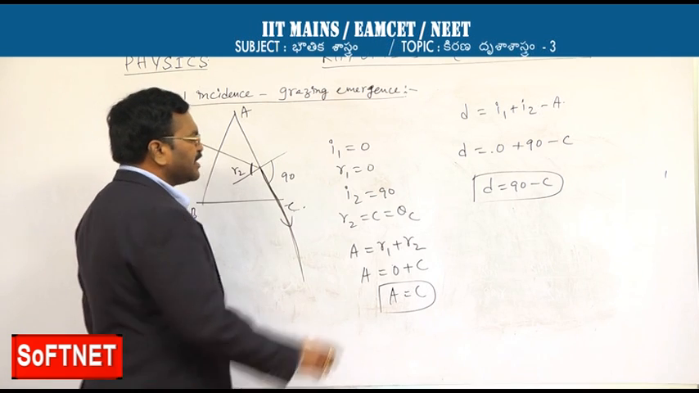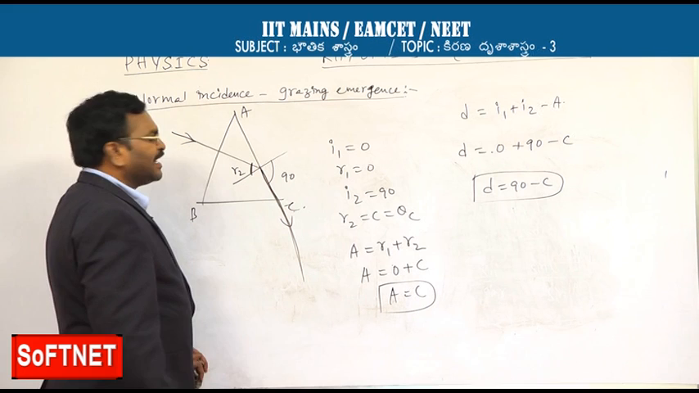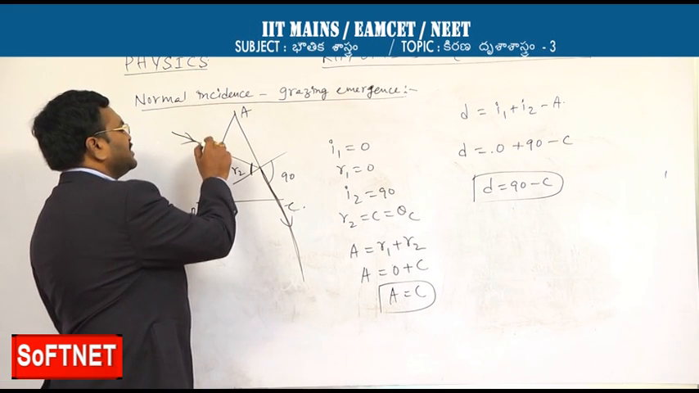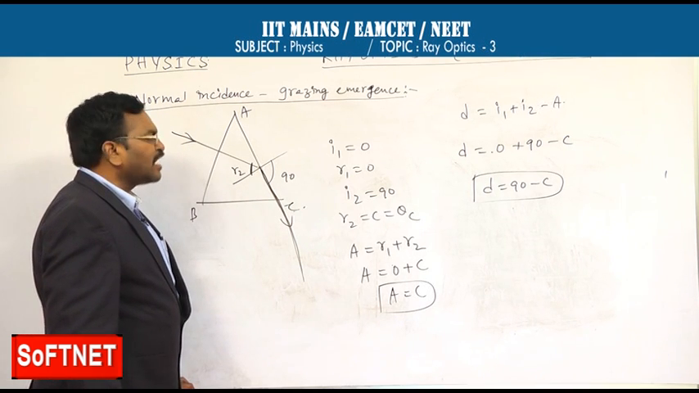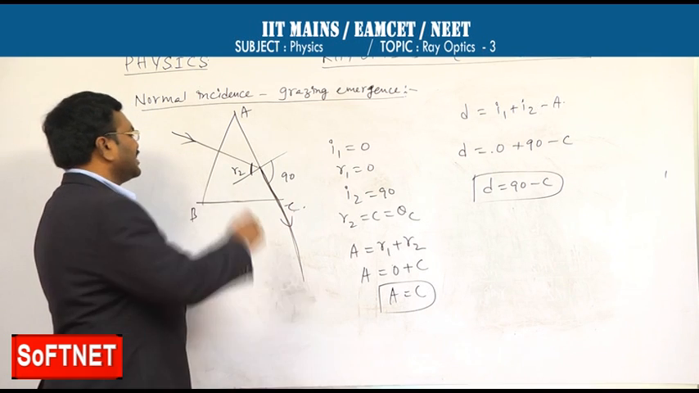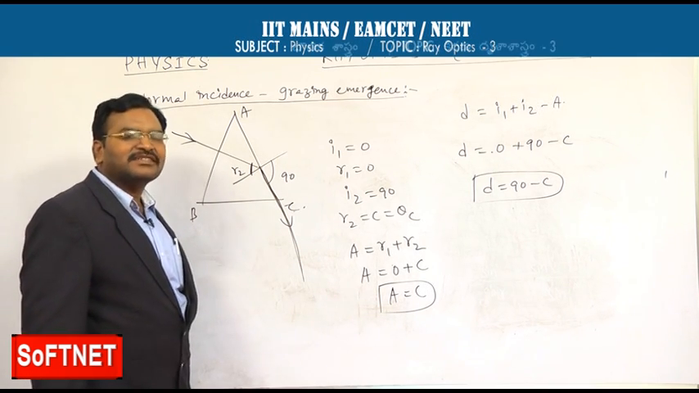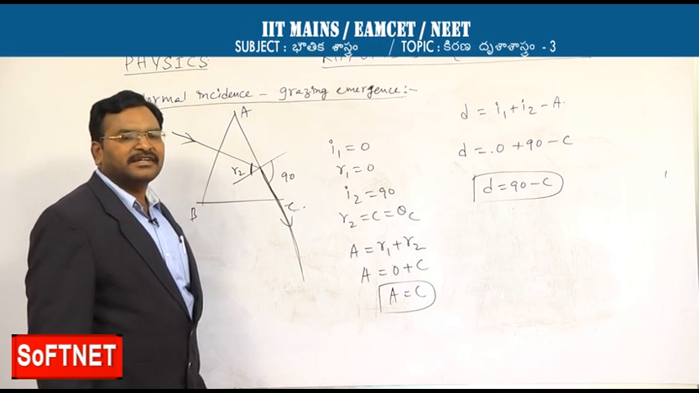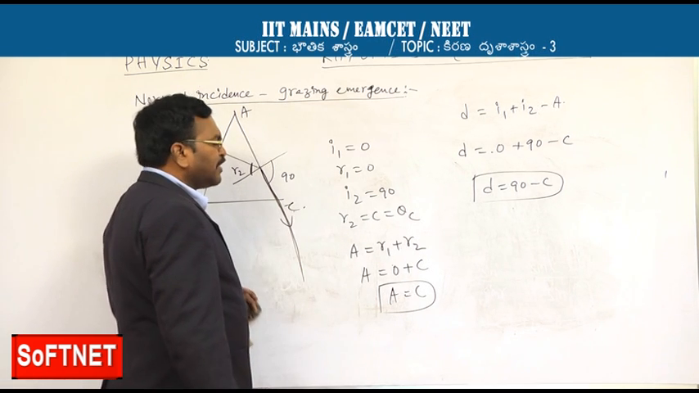Here a ray of light is incident normally. What do we mean by that? The incident ray grazes the normal, so the angle of incidence is 0. What is the angle of incidence? The angle made by the incident ray with the normal. So I1 is 0 and R1 is 0.